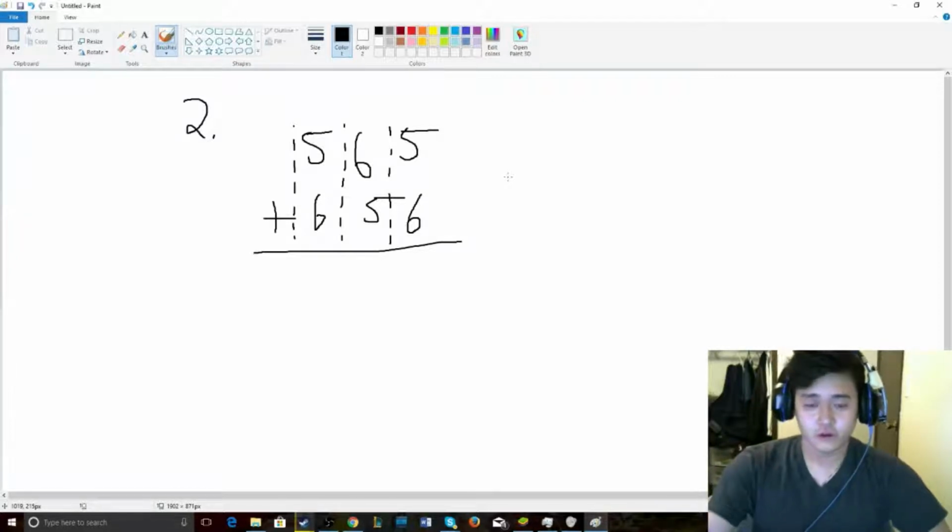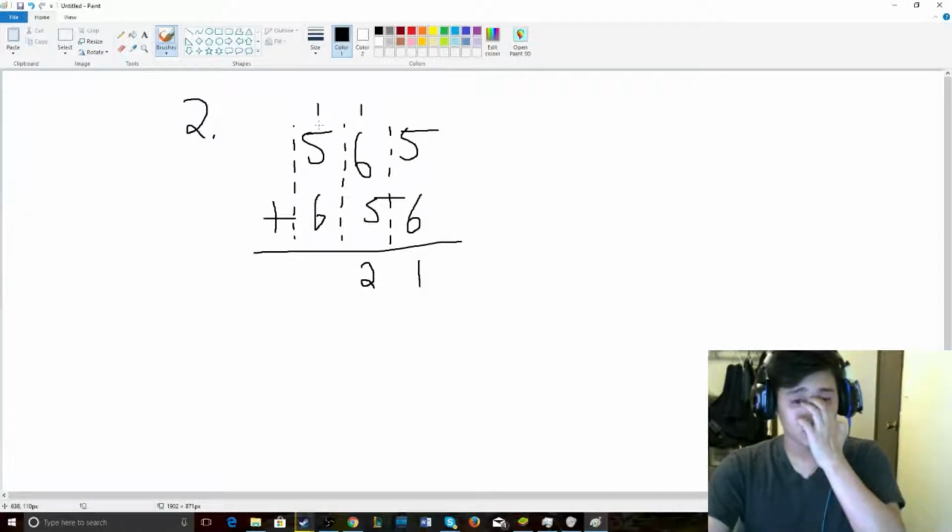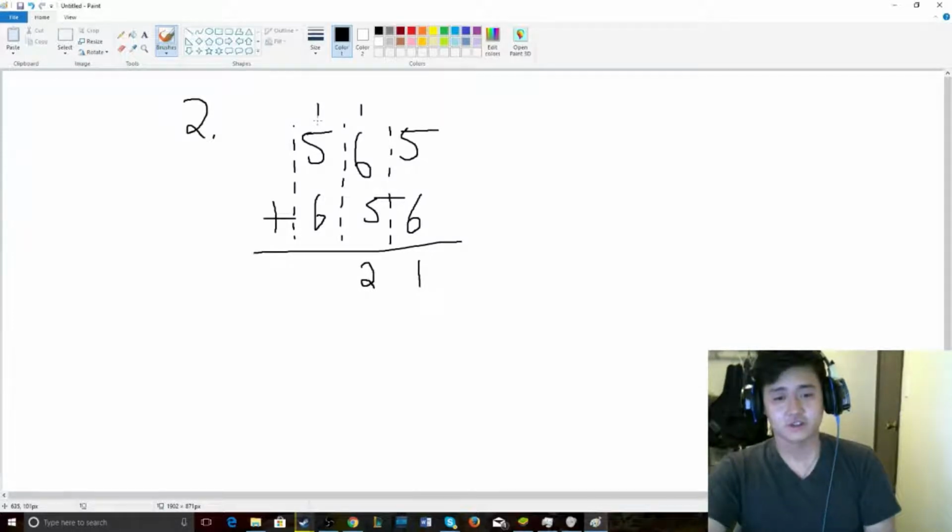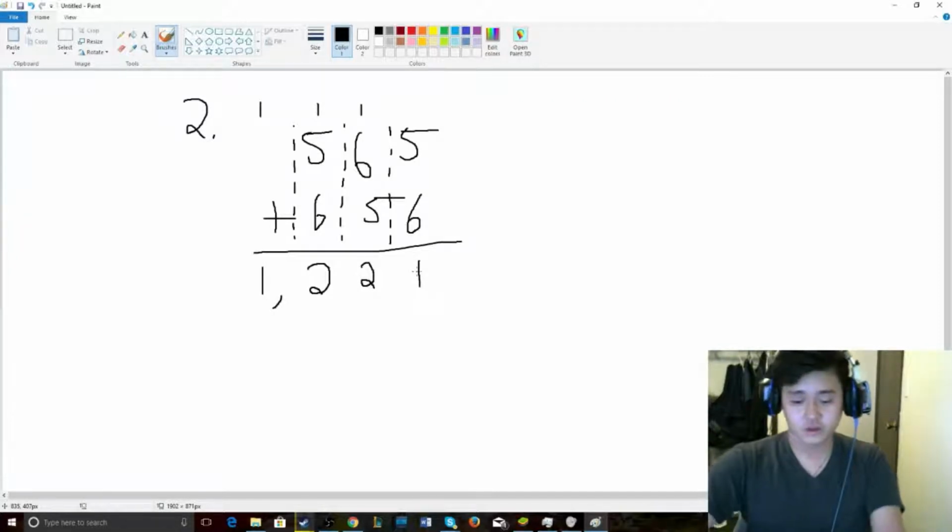Alright, so hopefully you've given it a good try, and we'll begin by adding 5 plus 6, and that'll be 11, so we put the 1 here, and we bring the next one to the next column. Now we have 1 plus 6 plus 5, 1 plus 6 is 7, 7 plus 5 is 12, so we bring the 2 down here, and we bring the 1 up here. And now we have 1 plus 5, which is 6, and 6 plus 6, which is 12. So we bring the 2 here, the 1 goes into the next column, and now we bring that down, and we get 1,221.